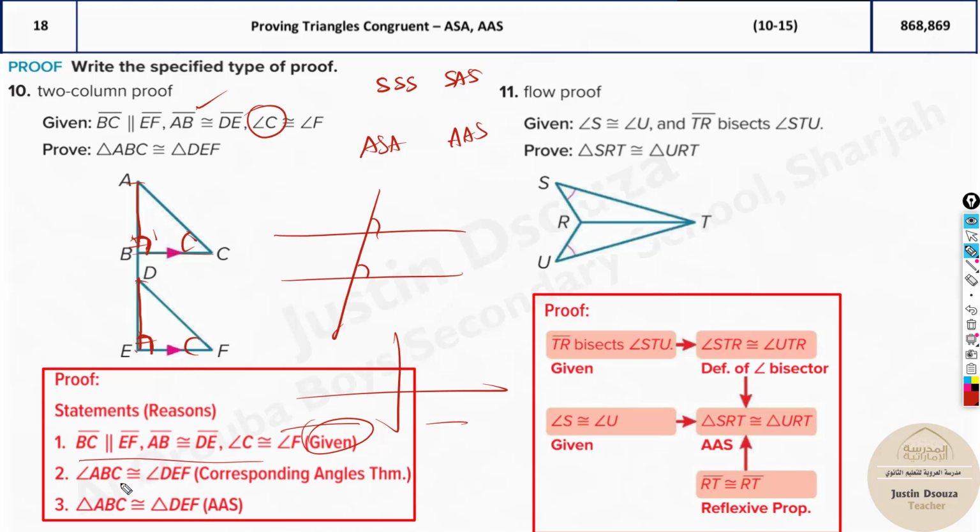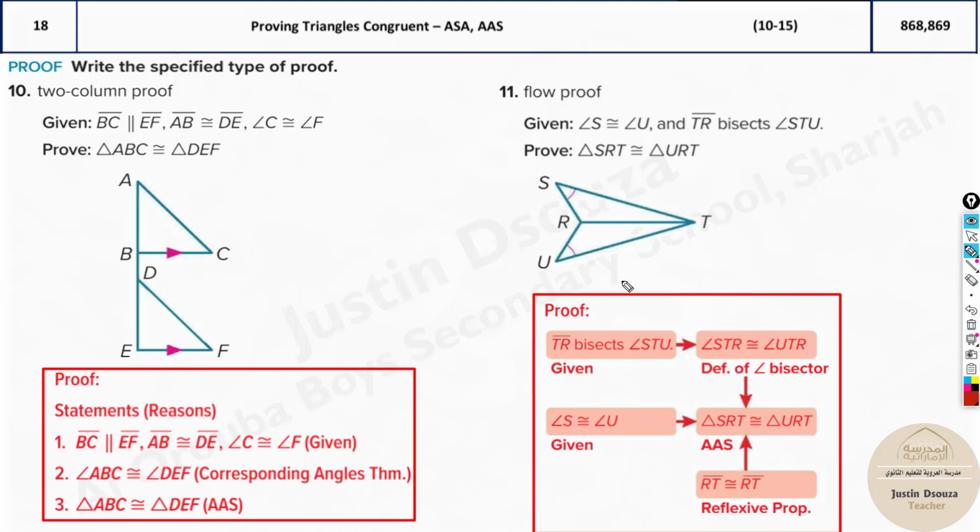And then what next? We know that angles ABC and DEF must be equal to each other. Why? Because they're corresponding angles. And from the AAS postulate, angle, angle, side, we can prove these both are congruent.